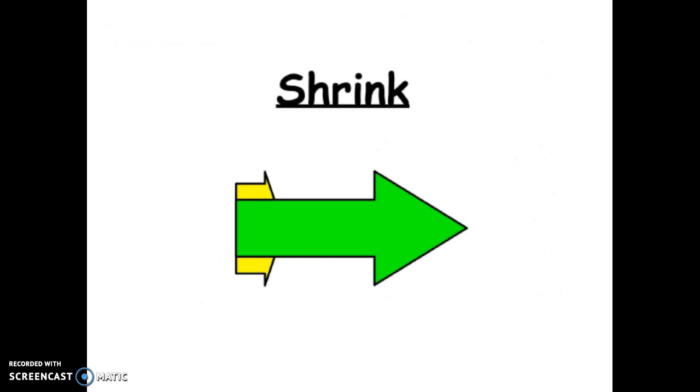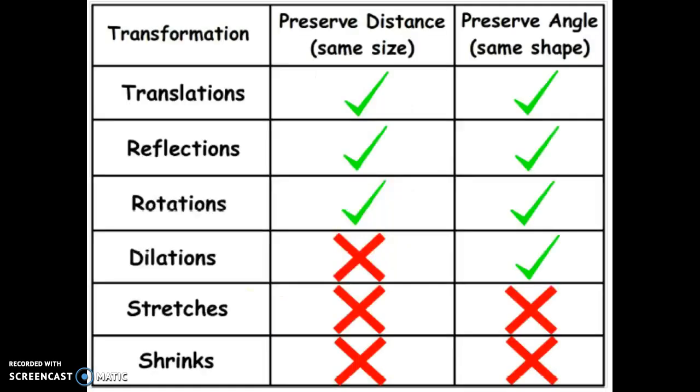And lastly, a shrink. A shrink pushes a figure towards the x or y axis. So you see how we've gone from this green arrow and we've scrunched it backwards to form this yellow arrow. So the line segments are not the same length. And the angle measures, so look at this itty bitty angle here versus this normal size angle here. The angle measures are not the same either. So again, a shrink is like a stretch. It does not preserve distance, nor does it preserve angle.